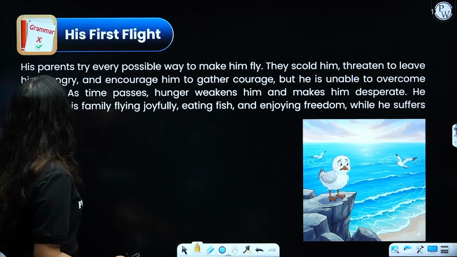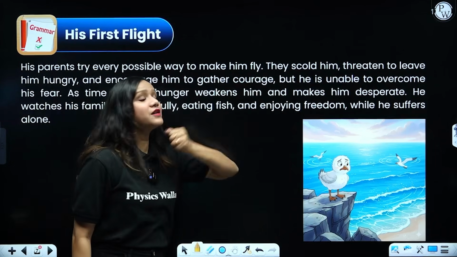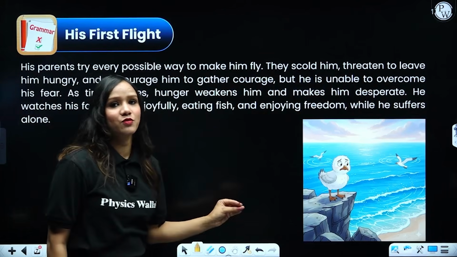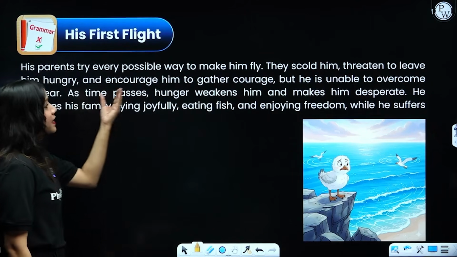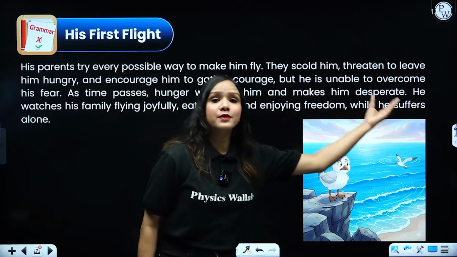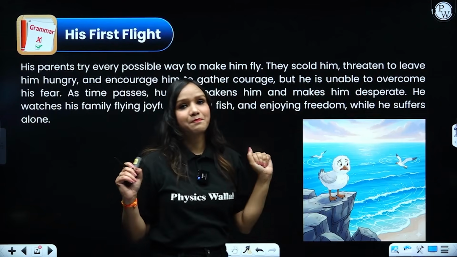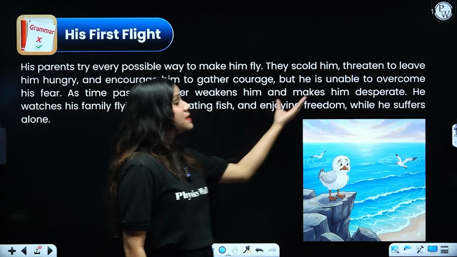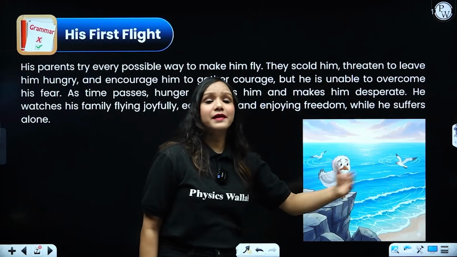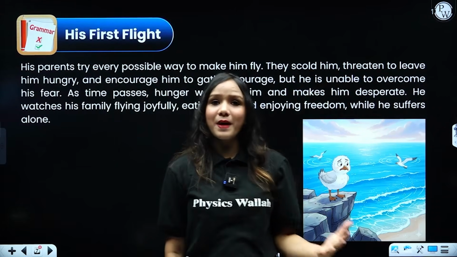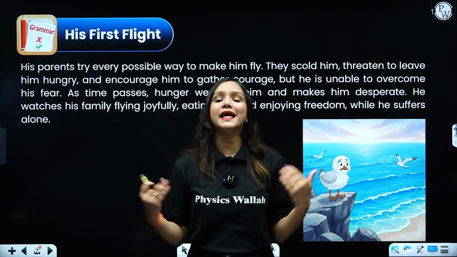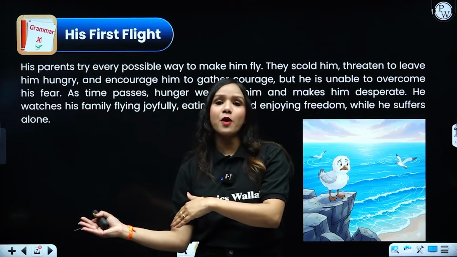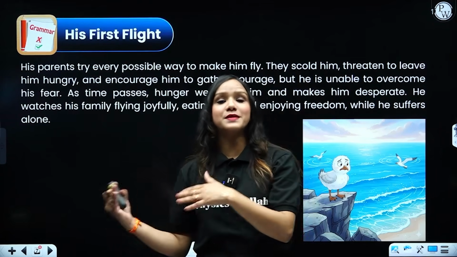So what happens then? His parents even try impossible ways to make him fly. They scold him, threaten him to leave. Still, all efforts in vain, right? And they encourage him to gather courage, but he's unable to overcome his fear of flight because he was so scared, right? So as time passes, hunger weakens him and makes him so desperate. When he was so hungry, so mad with hunger, nobody was paying any attention to him because his family, his siblings had already moved to the opposite side on a bigger plateau, on the opposite cliff.